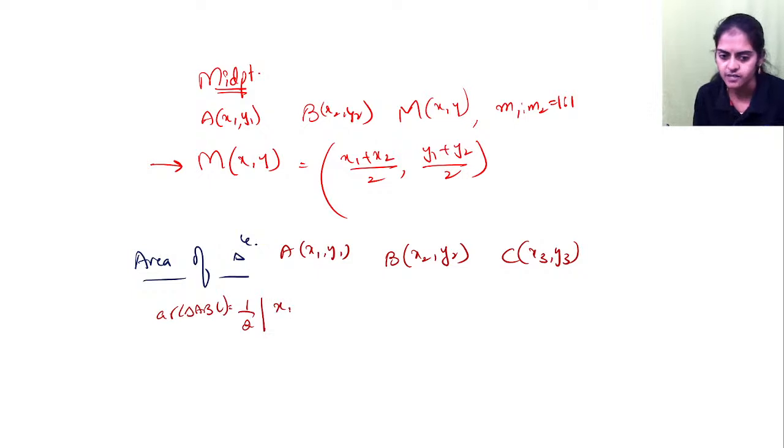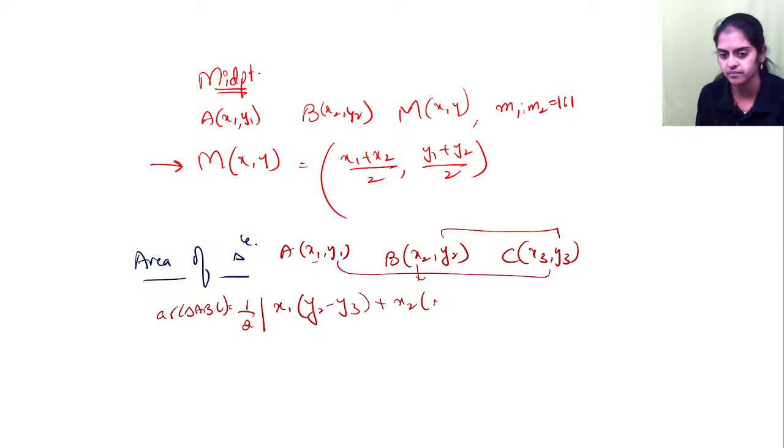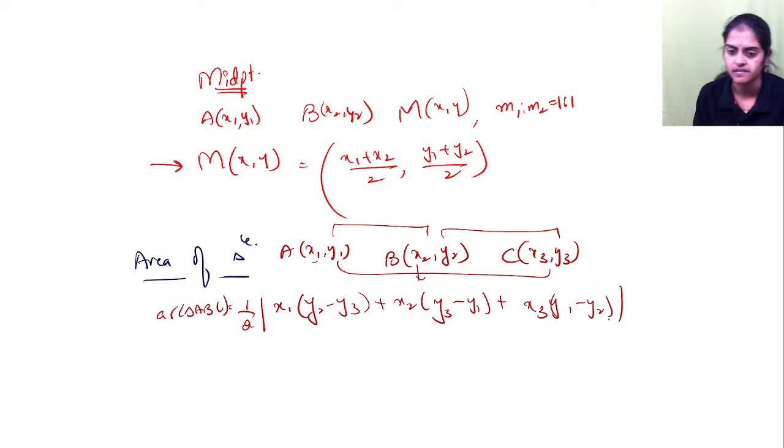half, x1 I will write. After writing x1 it is y2 minus y3. Then plus the next x2 you write. After writing x2 it is y3 minus y1. Plus x3 I write. After writing x3 it is y1 minus y2. And if 3 points are collinear, if they lie on the same line, then the area of that particular triangle has to be equal to 0, if the points are collinear.